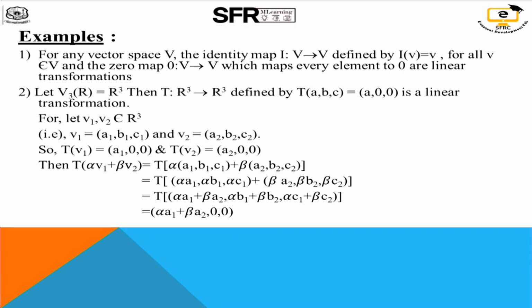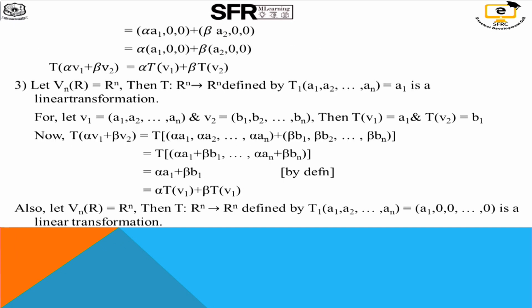Take 2 elements from the domain R3. Each element is a 3-tuple: a1, b1, c1 and a2, b2, c2. What are the images? The image of V1 is a1, 0, 0, and the image of the second element is a2, 0, 0, by definition. Now you can apply the condition of the theorem, T of alpha V1 plus beta V2. Multiplying each coordinate by alpha and beta, then applying the definition, you get alpha a1 plus beta a2, comma 0, 0. Here we can split this into 2 parts: alpha T of V1 plus beta T of V2. Therefore, by the theorem, T is a linear transformation.